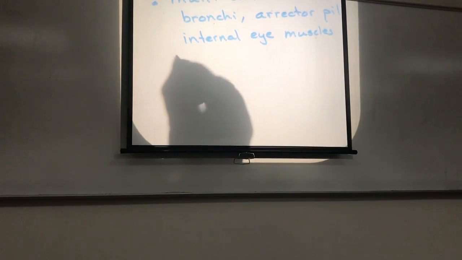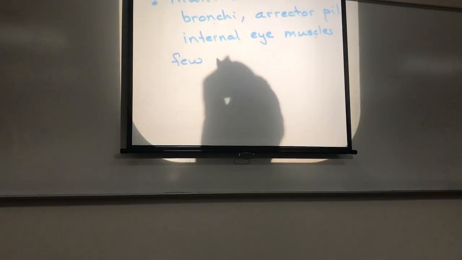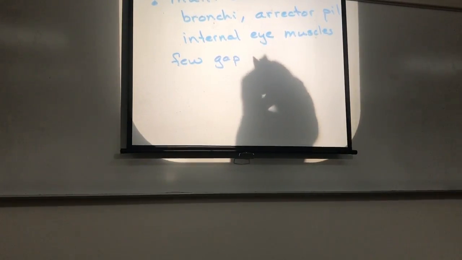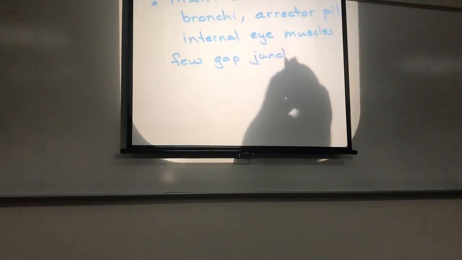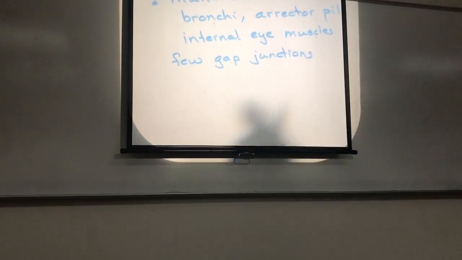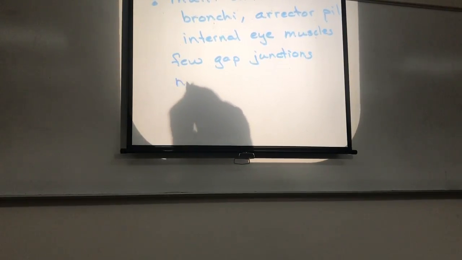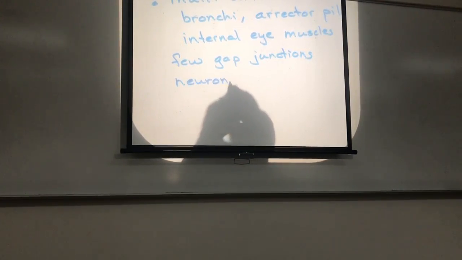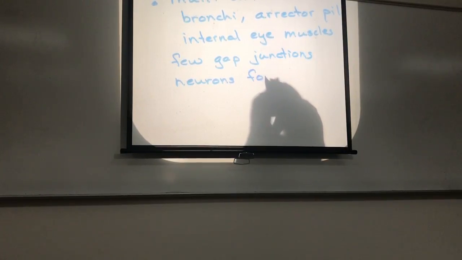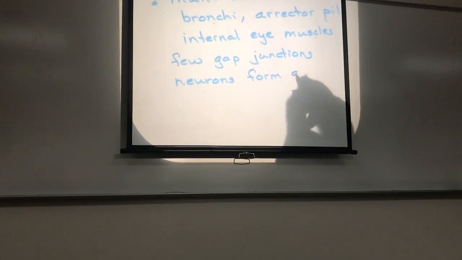Okay. The cells in these kinds of tissues have few gap junctions. So they're not all going to fire off at once. Multi-unit smooth muscle is mostly controlled by neurons, and these neurons form groupings of cells very similar to motor units.